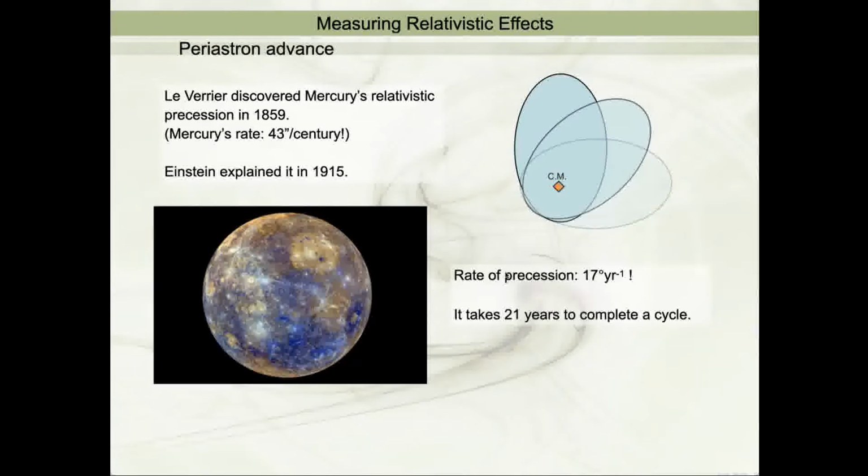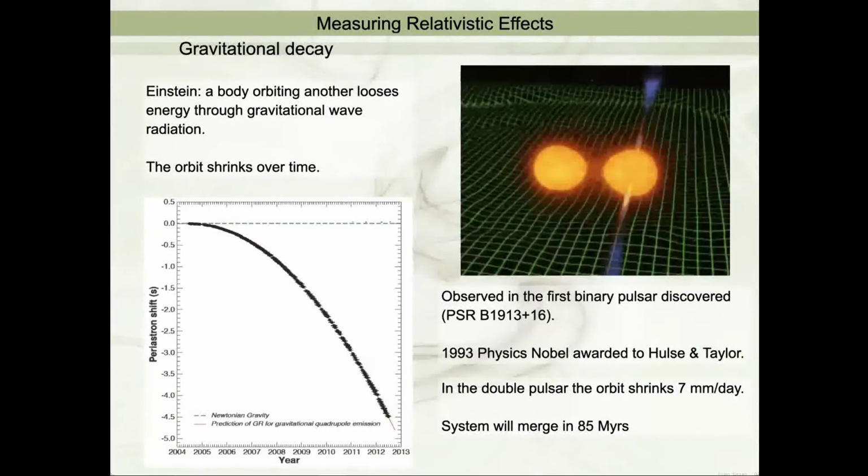In that double pulsar system, it drifts by 17 degrees per year. So it's thousands of times larger in effect than what we see in the solar system. So over 21 years, the pulsar around its companion pulsar will drift and do a full cycle. And because it's so large, we can actually measure it really easily.